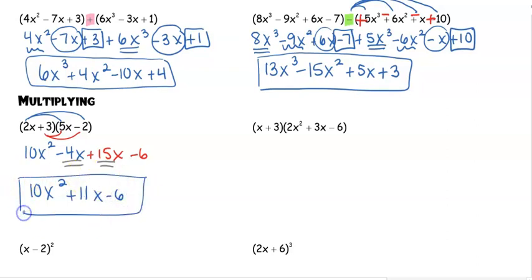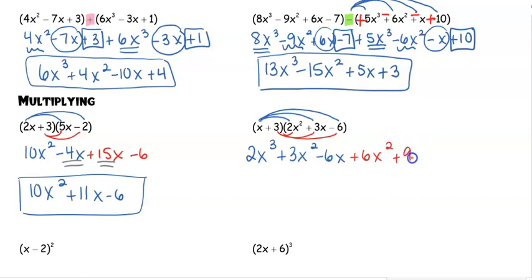A nice review of what we know, but then we change it up a little bit. Now I have a binomial times a trinomial. It's the distributive property just like we've been doing all year long. So I start by distributing the x to all three pieces on the right. So we distribute from the first set of parentheses to everything in the second set. So that gives us 2x cubed plus 3x squared minus 6x. Then I've got to distribute the 3 to each of those pieces. 6x squared, 9x, minus 18.